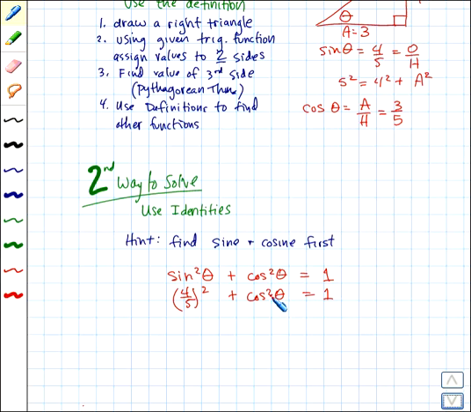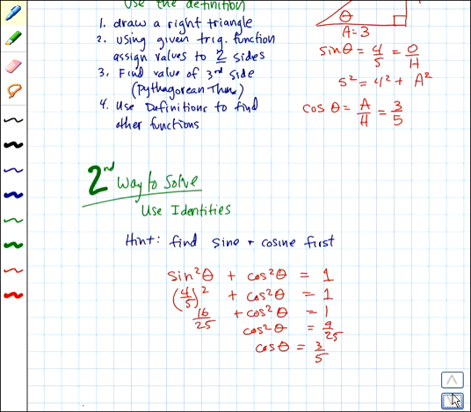4 over 5 squared gives us 16 over 25, plus cosine squared of theta equals 1. If we subtract 16 over 25 from both sides, cosine squared of theta equals 9 over 25. So the cosine of theta will be equal to 3 over 5. Okay, which is the same thing that we determined up here, so we're pretty sure that we're right on that.